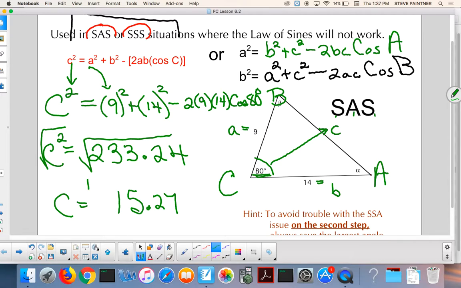But it's an equation, so when you take the square root of both sides, you get how many answers? Plus or minus. But you can't have a negative side, can you? The length is always positive, so we're going to erase the one that makes no sense, okay? So the answer is positive 15.27. Good? All right.